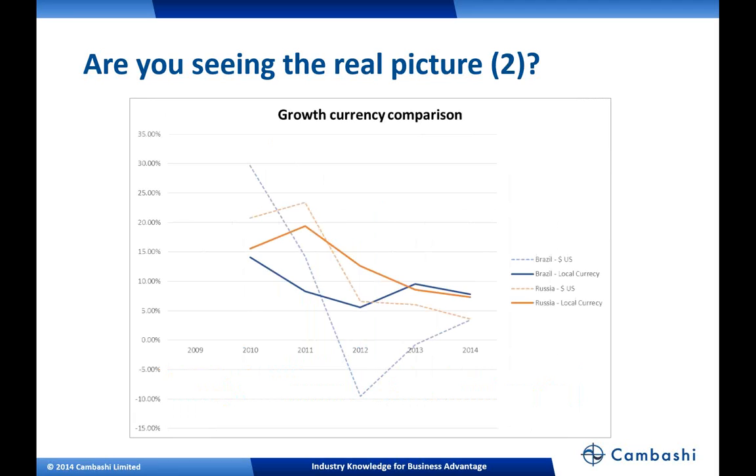And you can see that the historical growths are quite different when we take the currency effect out of the equation. So dotted lines are showing the US dollar currency, and the solid lines are showing the local currency.